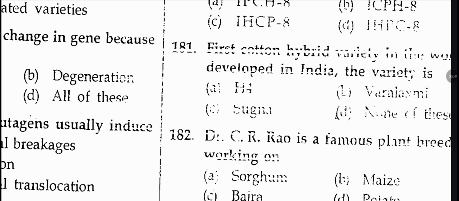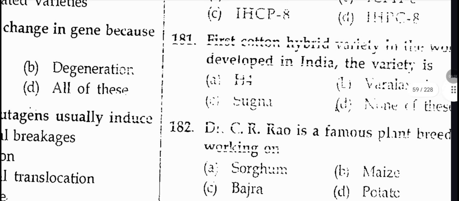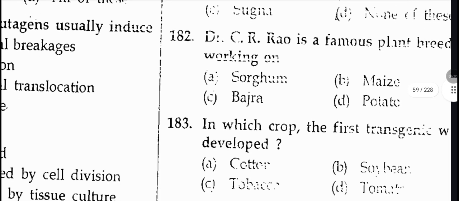Question number 181. The first cotton hybrid variety in the world developed in India, the variety is option A, H4. Yes, this is the first cotton F1 hybrid.